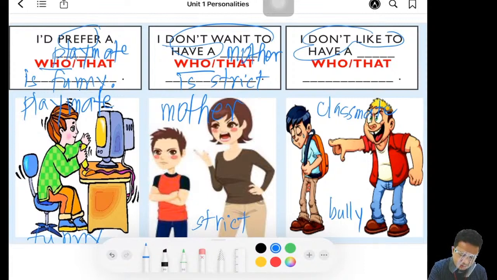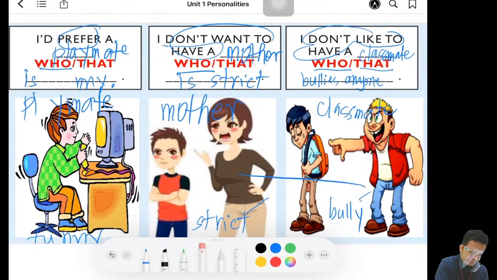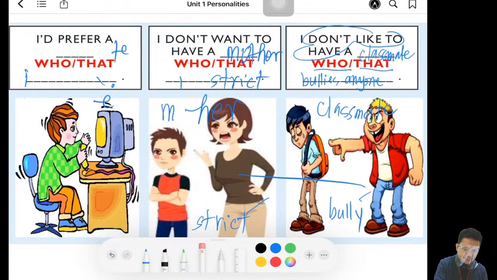I don't like to have a classmate who bullies anyone. You can also say, I don't like to have a classmate. So these are the samples of how you are going to describe your friend or someone using different types of personalities like funny, strict, bully, smart, kind, etc. Moving on, let's have another set of examples.